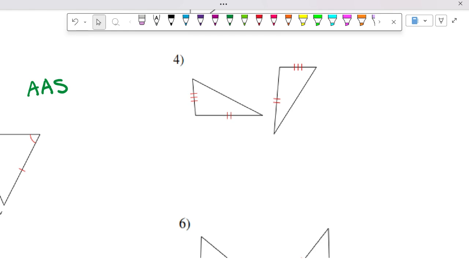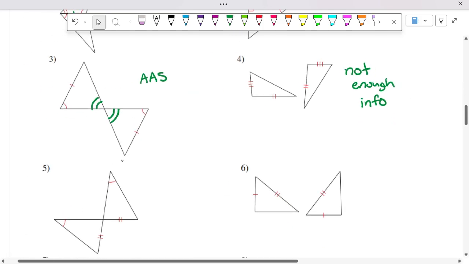Is that enough information to show that all 3 sides are congruent? No. Is that enough information to show that these 2 angles are congruent? No. So what we would say for these is that we can't say that they're not congruent. All we can say is that we don't have enough info. We don't have enough info to say that it's congruent or not, because there's not enough stuff marked and there's no assumptions that we can make that we know for a fact is true. All right.